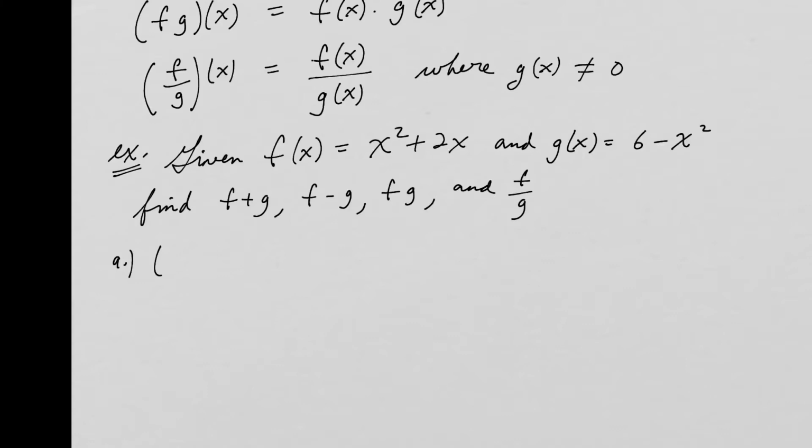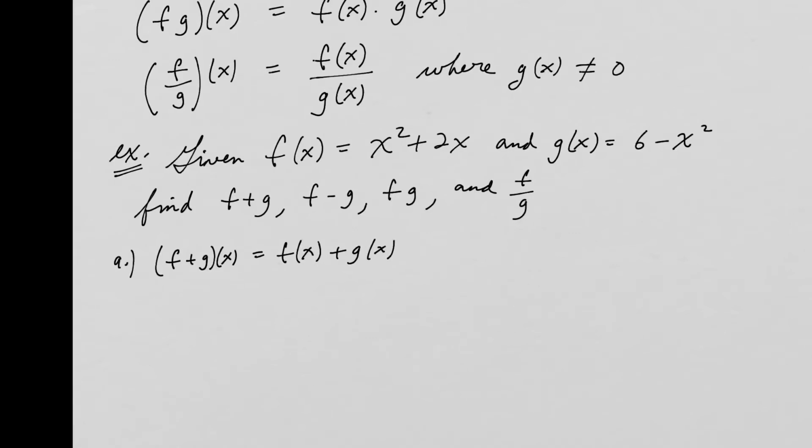So remember, by definition, f plus g of x means f of x plus g of x. So all we have to do is add our two functions together. Well, f was x squared plus 2x, and I want to add g, which is 6 minus x squared. Now you would combine like terms. So actually it looks like the x squares cancel, right? We have 1x squared minus 1x squared. So the final result is going to be 2x plus 6. And that's it. That's the answer. So that's the sum of those two functions, f and g.